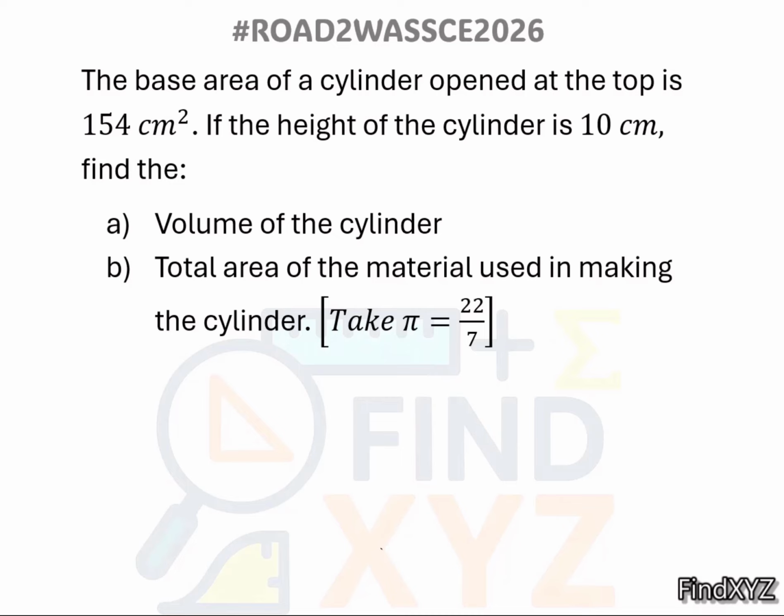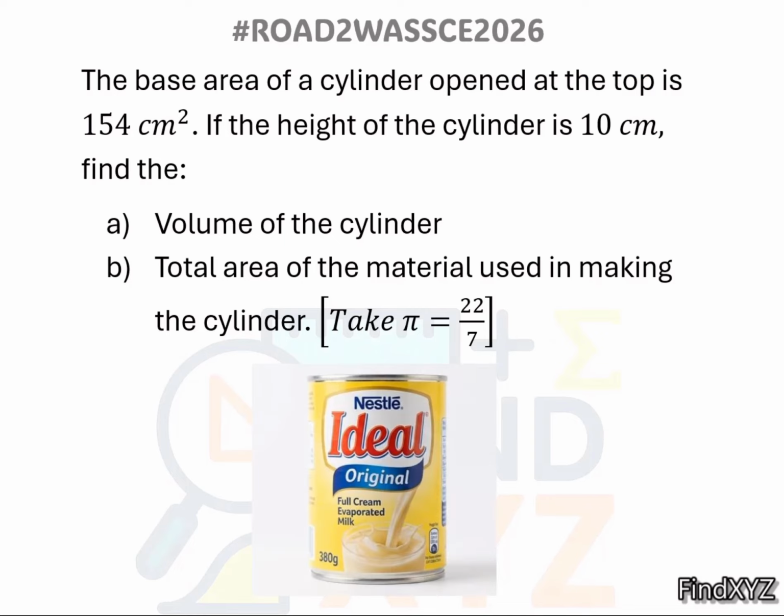But this type of object that we are looking at is a cylinder with an opening at the top. Imagine that you have an ideal milk. You see the tin, it is the shape of a cylinder. Now, when you cut off the top, does it affect the amount of liquid the ideal milk can take? No. What are the things that we need to find the volume of this cylinder?